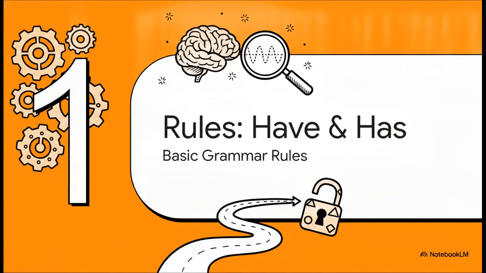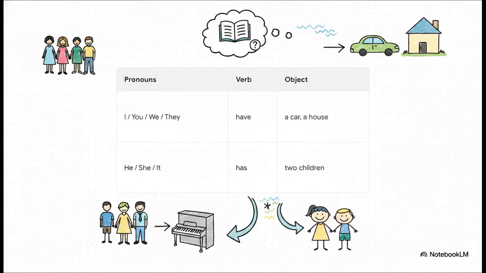Okay, Section 1, Basic Rules for Have and Has. Let's jump in. So English grammar is actually full of these really simple, predictable patterns. And what you're looking at right here is the absolute foundation for talking about what belongs to who. Notice the clean split in the pronouns there?